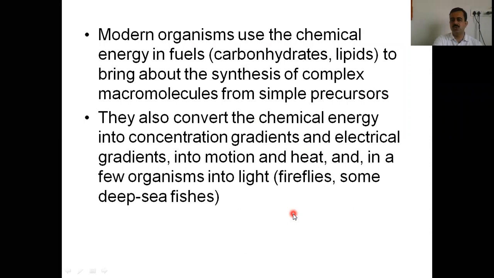Modern organisms use the chemical energy in fuels, that is carbohydrates and lipids, to bring about synthesis of complex macromolecules from simple precursors. They also convert the chemical energy into concentration gradients and electrical gradients, into motion, heat, and in a few organisms, light, as in fireflies and some deep sea fishes as well.